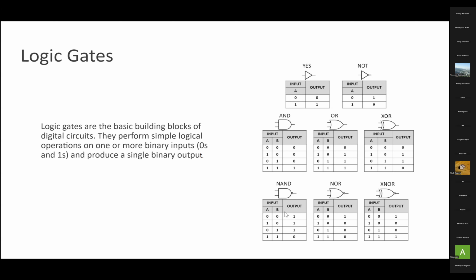NAND is just an AND gate with a NOT after that. And a NOR is the same thing as an OR gate, but you put a NOT gate after. And XNOR is the same thing as an XOR, or exclusive OR, but you put a NOT afterwards. So those are the logic gates, and I think you should already be familiar with them.